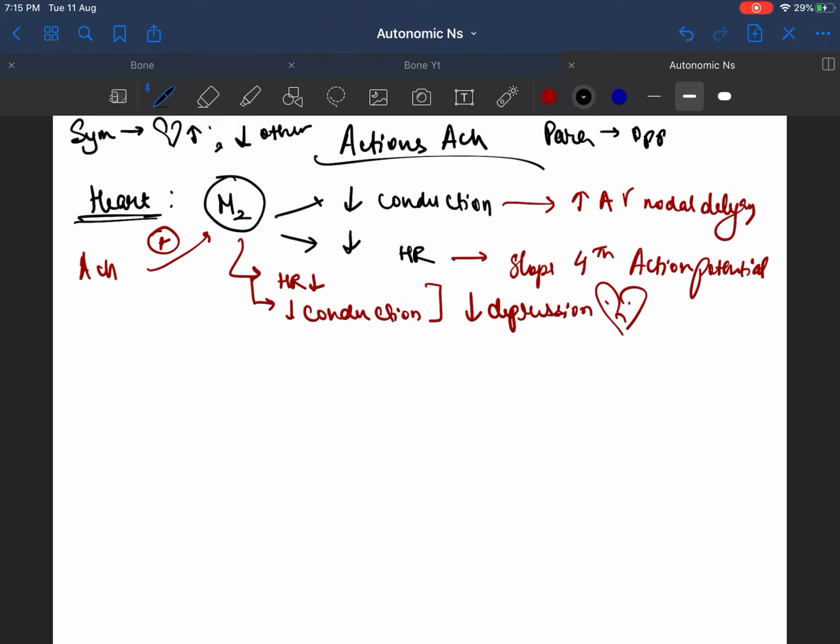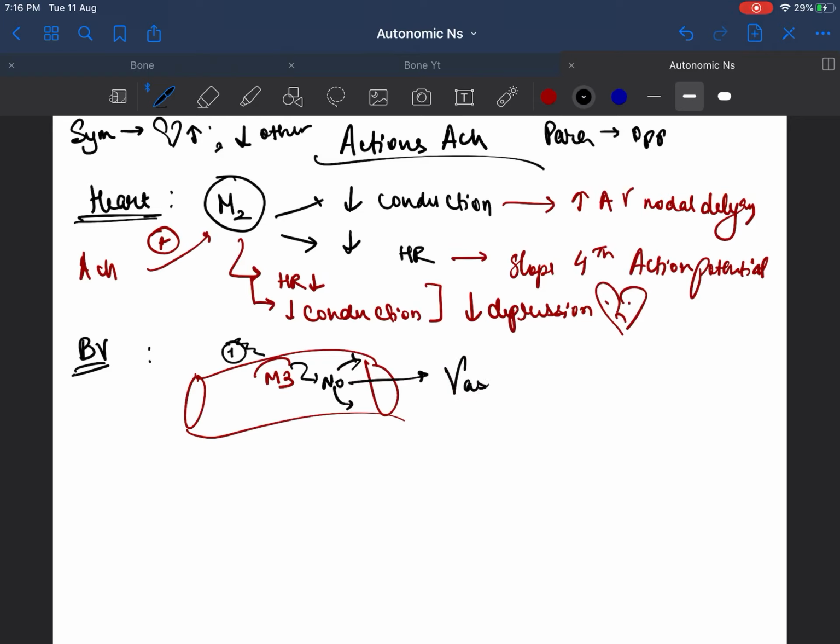Okay, so now coming to blood vessels. The cholinergic system is not that important when considered with the blood vessels, but the blood vessels actually have the M3 receptors. When these are stimulated, it will lead to a release of nitric oxide, and we know that nitric oxide is a vasodilator. So vasodilation occurs. This is the main thing that happens at the blood vessels.